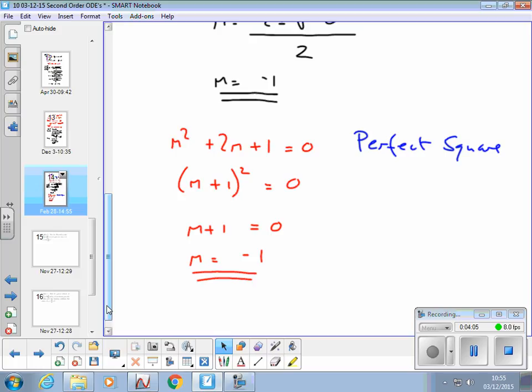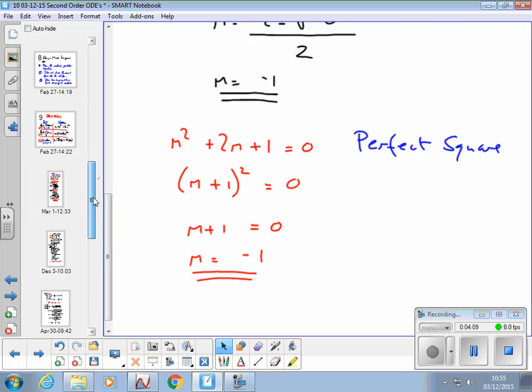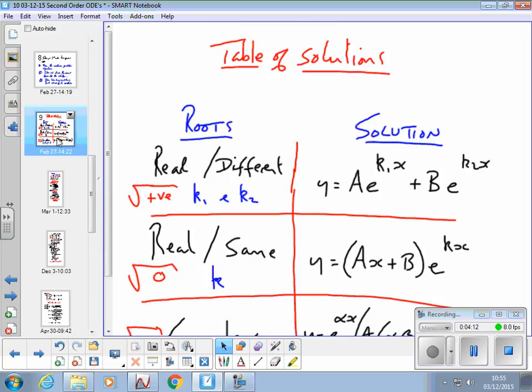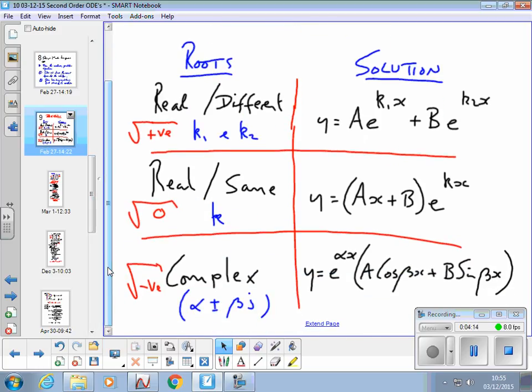So we can write our general solution now. We go back to our table here, and this is the second case, real and the same. One root, in other words, k. That's the case where the square root is 0. So if you want to add that to your little table, it's real and different if the square root is positive. It's real and the same if the square root is 0. Leaving us one more example to look at in a second, where the square root is negative.